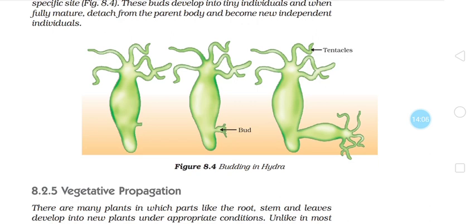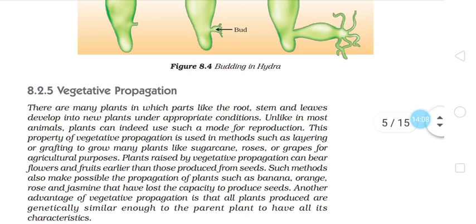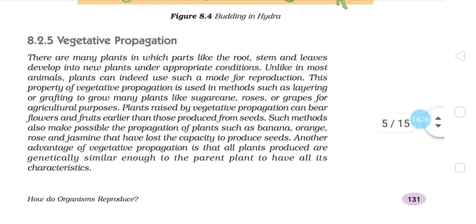Next part is vegetative propagation. There are many plants in which parts like the roots, stem and leaves develop into new plants under appropriate conditions. Unlike in most animals, plants can indeed use such a mode of reproduction. This property of vegetative reproduction is used in methods such as layering or grafting to grow many plants like sugarcane or roses or grapes for agricultural purposes.